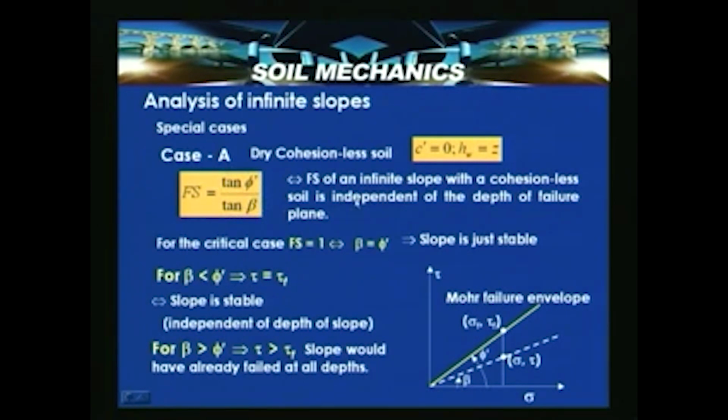So, this indicates that the factor of safety of an infinite slope with a cohesionless soil is independent of the depth of the failure plane. So, factor of safety is equal to tan phi dash by tan beta.